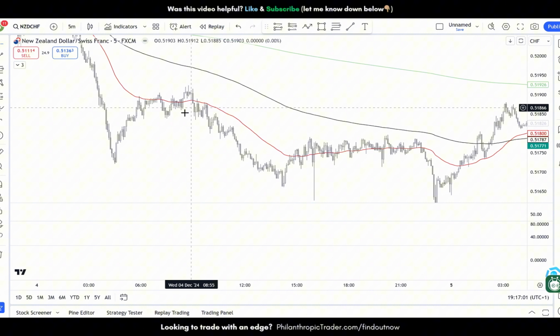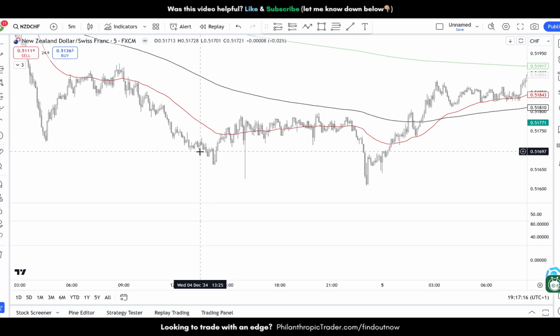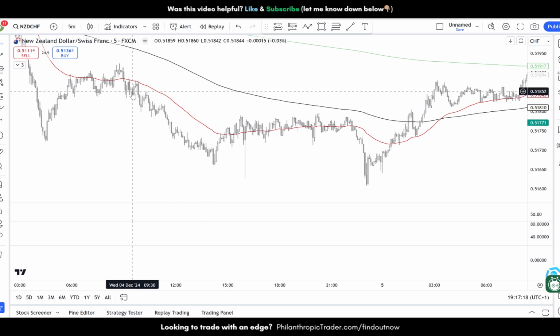It creates a nice pullback. We wait for price again, and now it was a little bit above the 50. We wait for price to go down and cross the 50 to the downside. From this moment, again, a nice sell trade. So the moving average is also one of the better indicators in my opinion to identify a trend.